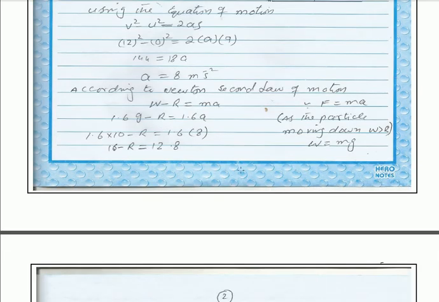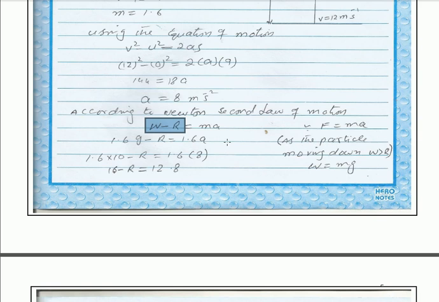Now, according to Newton's second law of motion, as the particle is moving downward, it means that the weight is greater than the air resistance. So we shall have W minus R equal to ma by using Newton's second law of motion. The resultant force is W minus R because W is greater than the resistance, so we are subtracting resistance from the weight. W minus R equal to ma.